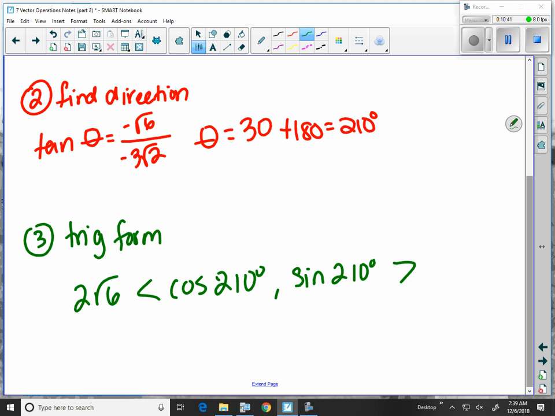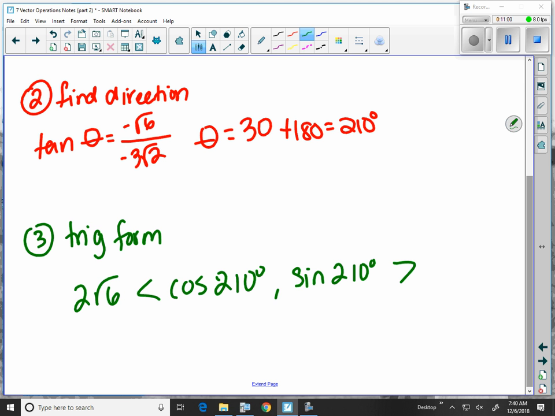Is 210 on the unit circle? Yes. Okay, so if I asked you to solve this, you would find 210, do your cosine, do your sine, distribute, and do all that.